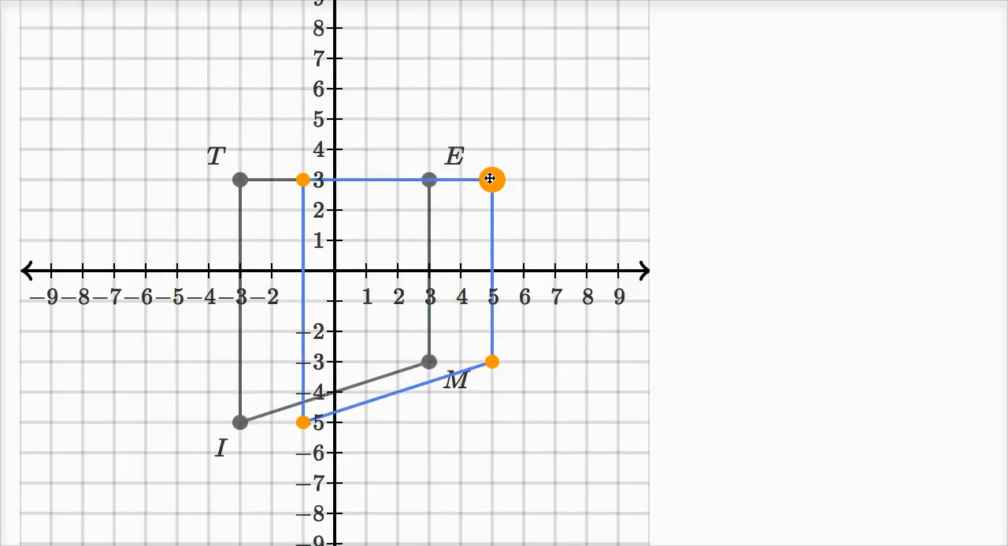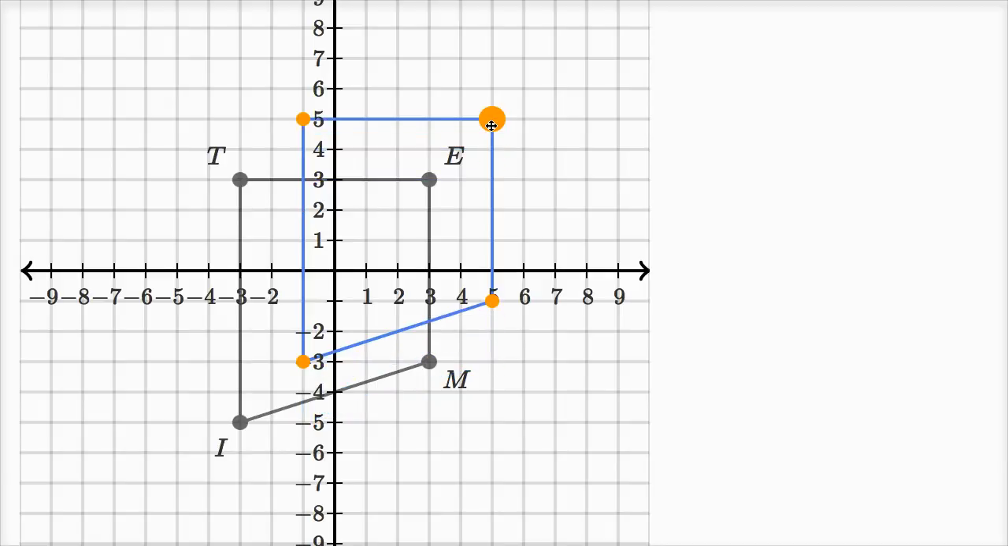And notice I've now shifted it to the right by 2. Every point here, not just the orange points, has shifted to the right by 2. This one has shifted to the right by 2. This point right over here has shifted to the right by 2. Every point has shifted in the same direction by the same amount. That's what a translation is.